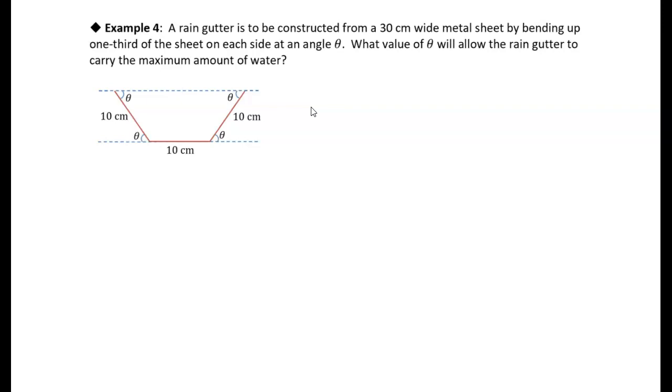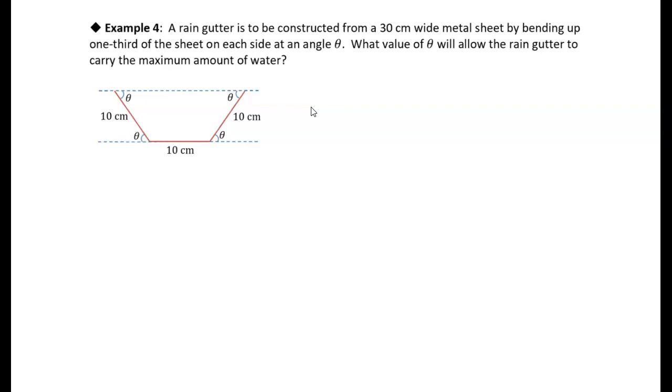So in this problem, we have a rain gutter. It's constructed from a flat piece of metal, and the metal's then bent up at some angle and is bent into thirds. So each section is 10 centimeters, 10 centimeters, and then the flat bottom is 10 centimeters. And then we're bending it up at some angle. We want to find the value of the angle, theta, that allows the rain gutter to carry the maximum amount of water. You can imagine at a shallow angle, it's not going to carry much water. But if you bend it up too high, it's going to restrict the volume as well.